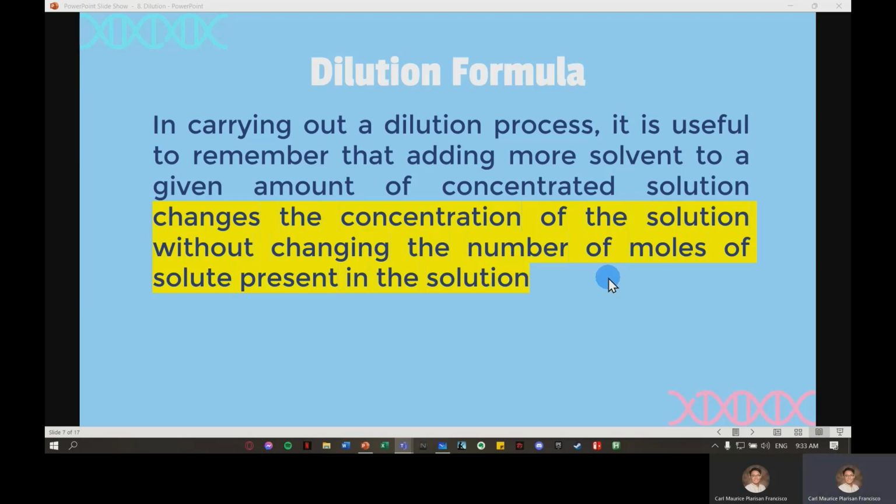Ibig sabihin po, kapag ginagawa ang dilution, naglalagay tayo o nagdaragdag tayo ng solvent. Every time na nagdadagdag po tayo ng solvent, nagiging diluted o bumababa o nag-iiba ang concentration. Habang nag-iiba or changes sa concentration, hindi nag-iiba ang bilang ng mole. Ulitin ko po. Sa dilution process, napakasimple lang, magdaragdag lang tayo ng solvent para mapababa ang konsentrasyon o maging diluted ang isang solution. Habang nag-iiba ang concentration, hindi po nag-iiba ang bilang ng moles of solute sa isang solution.